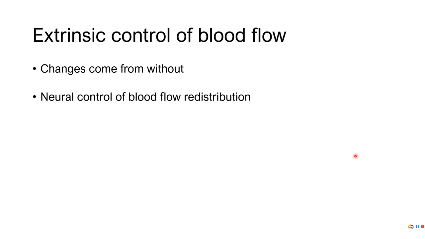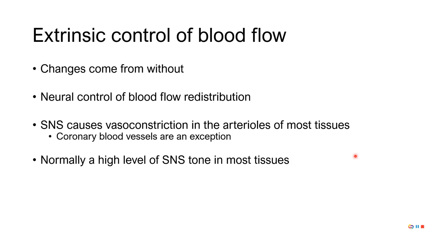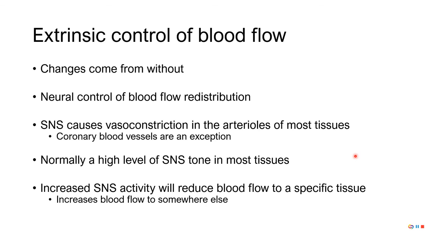With extrinsic blood flow, the changes come from somewhere other than the blood vessels or the tissues. This is where we get into the neural control. The sympathetic nervous system causes vasoconstriction through the release of epinephrine. Epinephrine vasoconstricts almost all blood vessels except for the coronary vessels. Coronary vessels actually dilate because we're going to need more blood flow to our heart during this sympathetic response. Most tissues have a high level of sympathetic tone, which will cause that vasoconstriction. If we increase that, it's going to reduce blood flow, and that allows blood to go somewhere else.